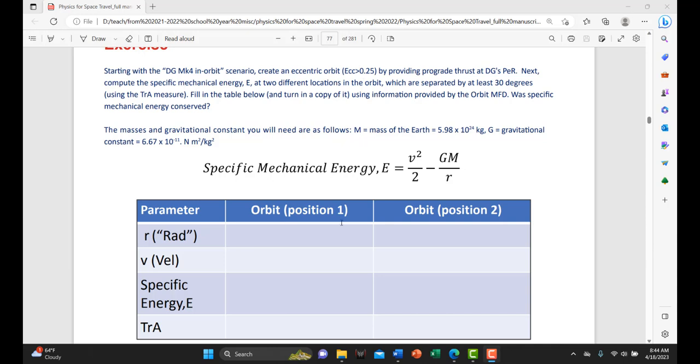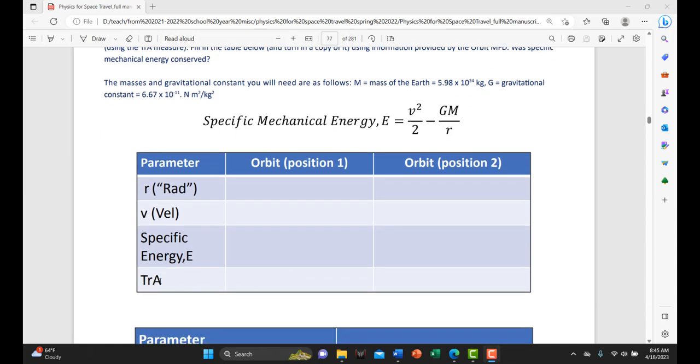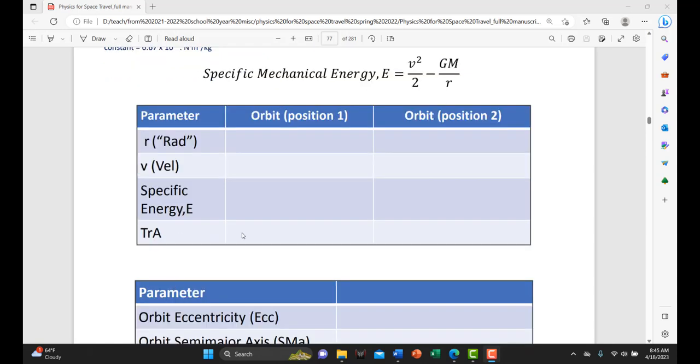The next thing you want to do is just go to one position in that orbit and write down the R vector. Okay, it's RAD on the instruments. Write down the V, the velocity. Okay, that's just VEL on the orbit MFD, and then compute this equation here. Okay, the mass of the Earth, M, is 5.98 times 10 to the 24th. The gravitational constant, G, is 6.67 times 10 to the minus 11th. Okay, and go ahead and put down the angle, TRA, right? That's just the angle relative to the periapsis point.